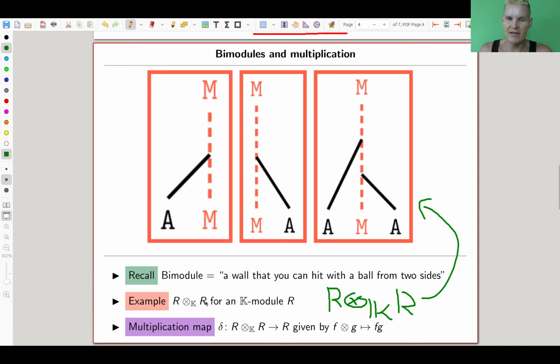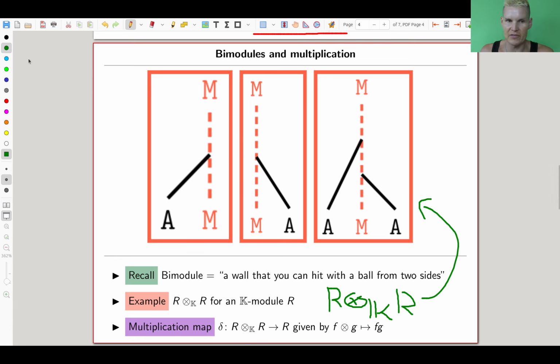So we take this bimodule, and there's a multiplication map on it, which really just takes the tensor product and multiplies it together. And this multiplication map is the important one to give an alternative definition of the set of differentials, right? It's an easy idea.